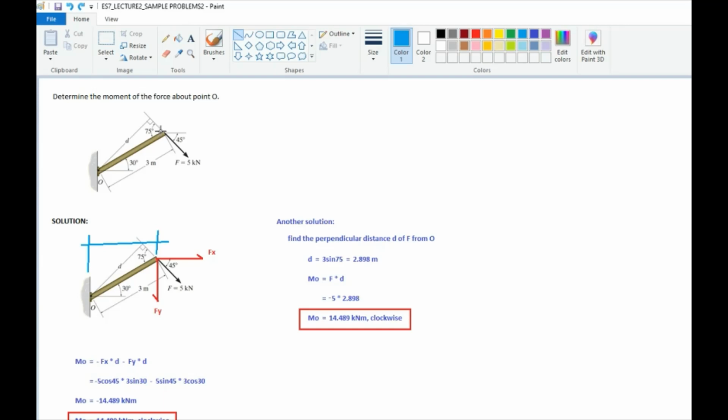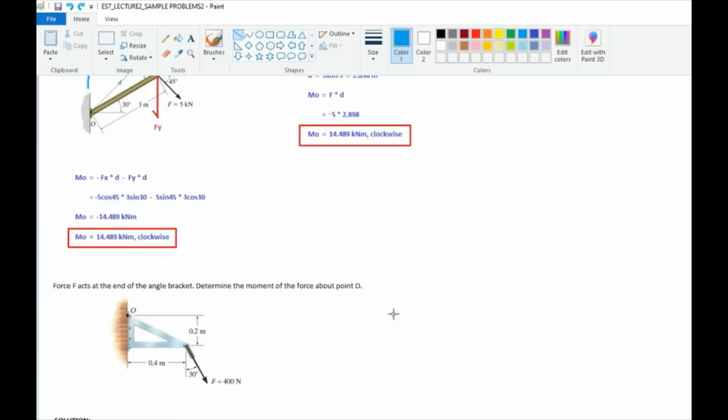So, the moment about O would be F times D, so that is negative 5, because the rotation is also clockwise, right? So negative 5 times the D we solved, which is 2.898. The answer is the same, negative 14.489 kilonewton meter. I just added the direction and removed the negative sign, so 14.489 kilonewton meter clockwise. So that's for this problem.